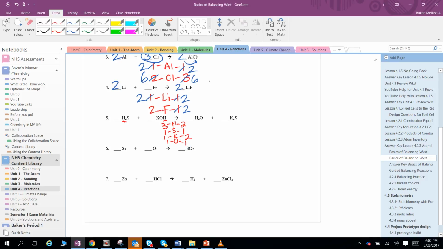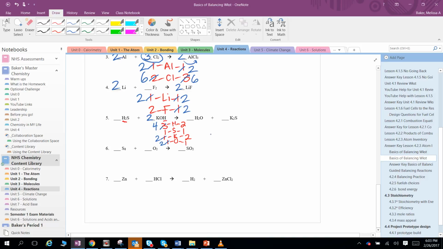Never start with hydrogens. That's just a bad idea. Start with a different element. So I'm going to choose K. I'm going to put a 2 in front of the K, OH, which is going to mess up my oxygens to be 2. And it's going to double my hydrogens here. So 2 plus 2 more hydrogens makes 4.